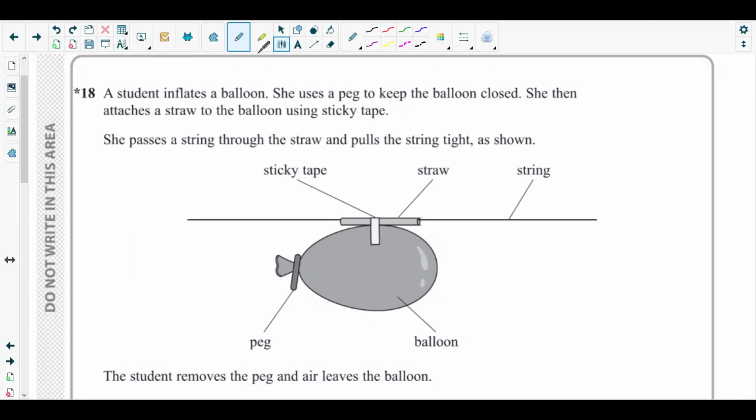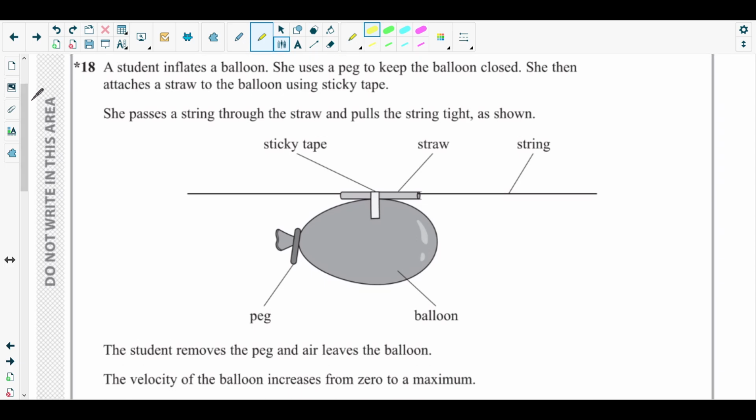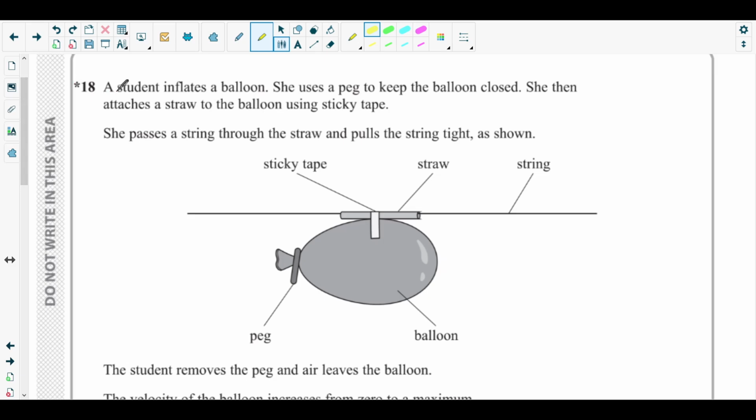Okay, next is question number 18 from the May 2023 Physics Unit 1 paper. Okay, so here the question says, at first you can see this is an asterisk question. This is a star marked question.